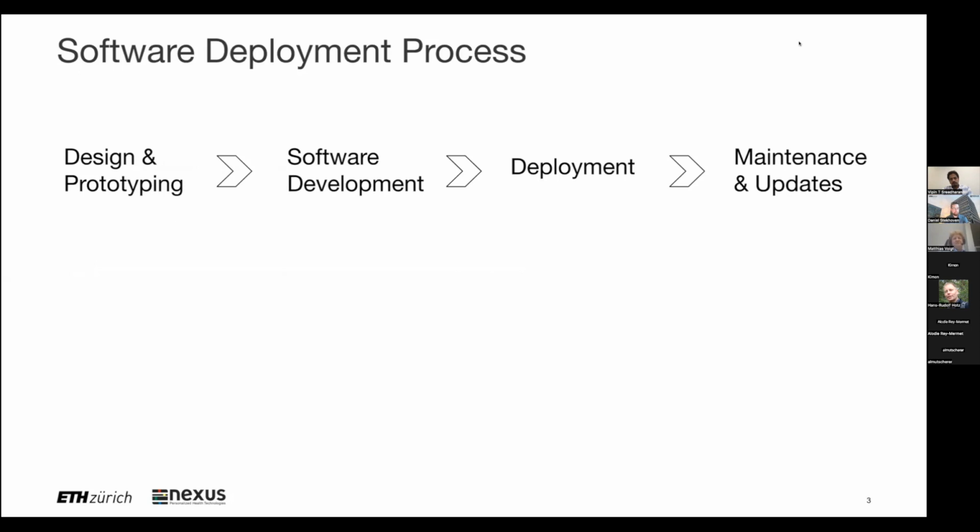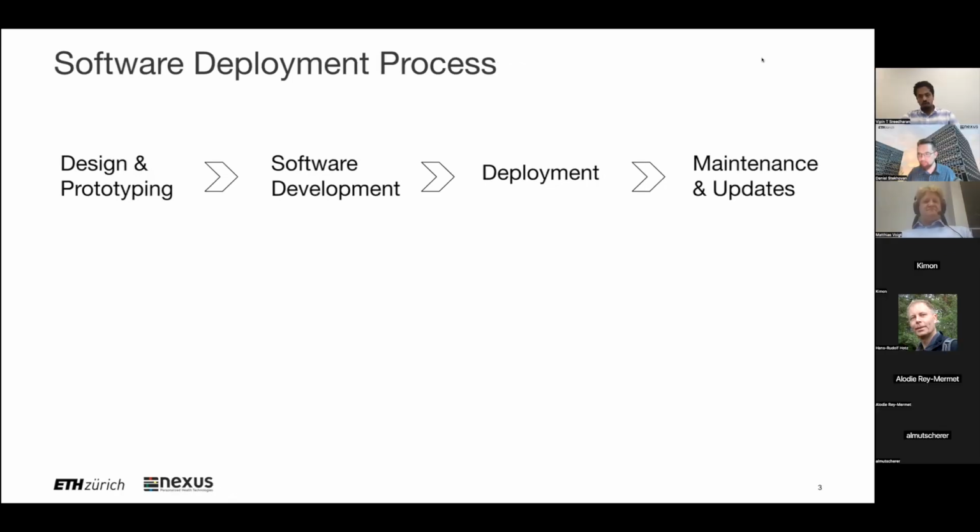So I want to give an overview of how the software deployment process works, or what the normal steps are. First we design a prototype, and then we do a small prototyping, and once it's ready, we do the actual coding and build the software. Then we have to deploy this on a local machine or an HPC environment. After the deployment, you have to constantly maintain the software code base and make sure that it keeps running, and then periodically you give updates and add new features. This is how the whole process works.